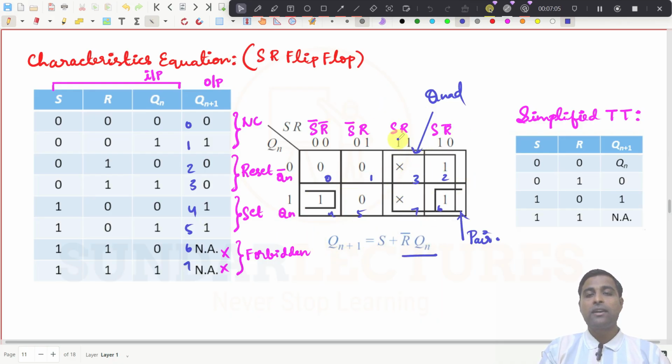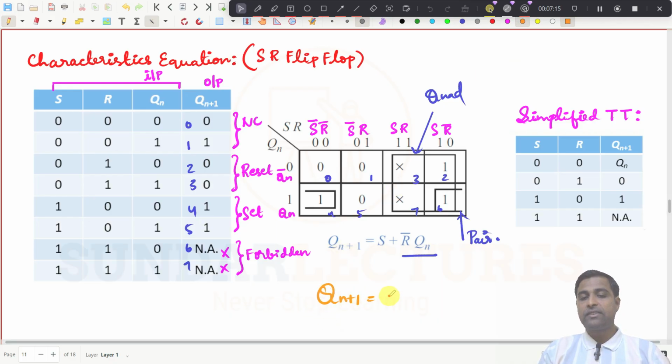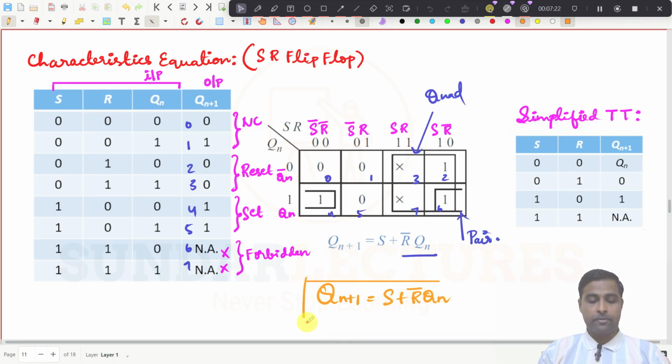And for this quad, what is the common term in these two? Simply it is S, right? Both are common and there is no common term here. So finally what you can write? Qn plus 1 is equal to S plus R bar Qn. This is the characteristic equation of an SR flip flop.